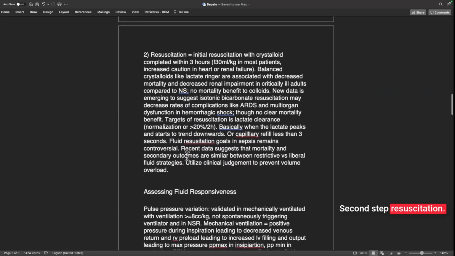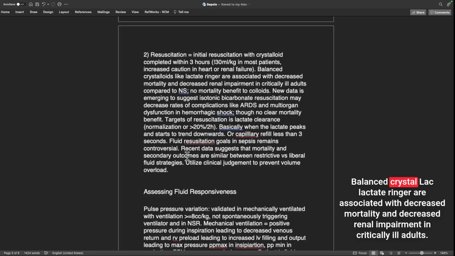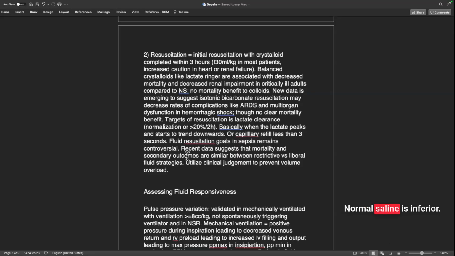Second step, resuscitation. Initial resuscitation with crystalloids completed within 3 hours, 30 milliliters per kilogram in most patients. Increased caution in heart or renal failure. Balanced crystalloids like lactated Ringer's are associated with decreased mortality and decreased renal impairment in critically ill adults. Normal saline is inferior.